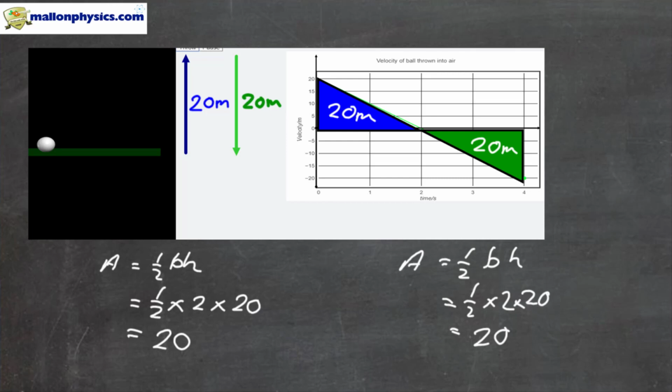20 metres upwards displacement followed by a 20 metres downward displacement gives you the resultant displacement equal to 0. So resultant displacement would be equal to 0, and we see that from the simulation because the ball arrives back to where it started from. And looking at the velocity time graph, we can see the top area, which represents the displacement upwards, is cancelled out by the bottom area, which represents the displacement downwards.